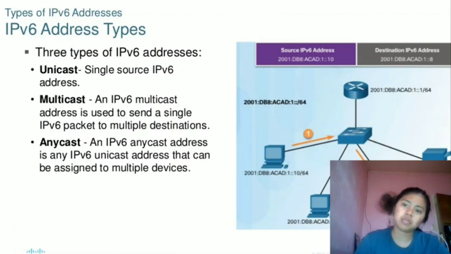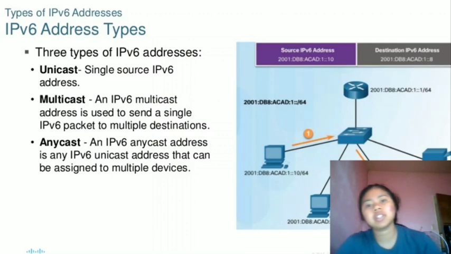IPv6 address types. The 3 types of IPv6 addresses are unicast, multicast, and anycast. Unicast identifies a single IPv6 address, while an IPv6 multicast address is used to send a single IPv6 packet to multiple destinations. An IPv6 anycast address is an IPv6 unicast address that can be assigned to multiple devices.